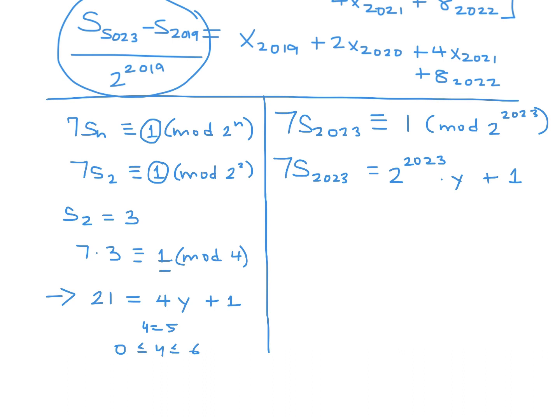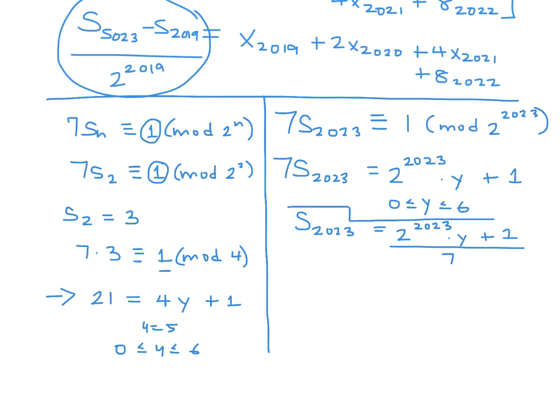And when you do, and add 1, you will get that. And then of course we have the parameters that y has got to be between 6 and 0 for this to work. So if I clean this up a little bit, S2023 would basically be the same as 2 to the power of 2023 times y plus 1, all over 7. Yes, I believe so. Okay, so let's save this guy.